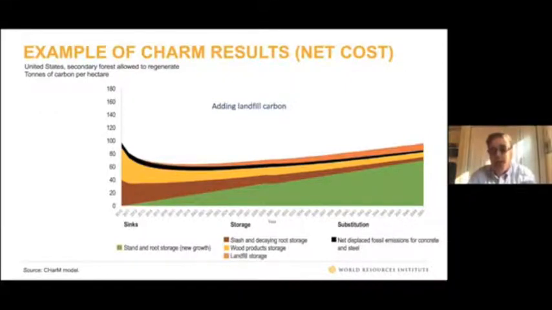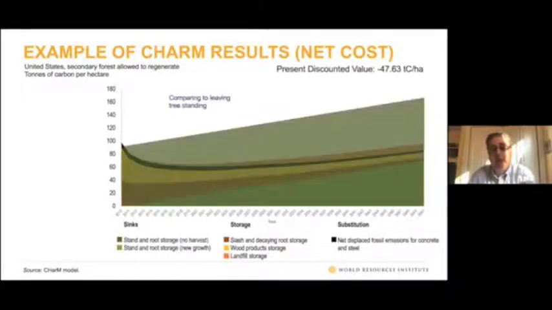Here we're assuming it goes into a landfill, and then you get some storage, but some decay in the landfill. In this average example, the actual carbon implications are negative for the environment, negative for the climate. And this is the overlay of what would happen if you didn't harvest the wood. The key thing that we're doing is applying a 4% discount rate, which basically says we value mitigation that occurs earlier more than mitigation that occurs later.